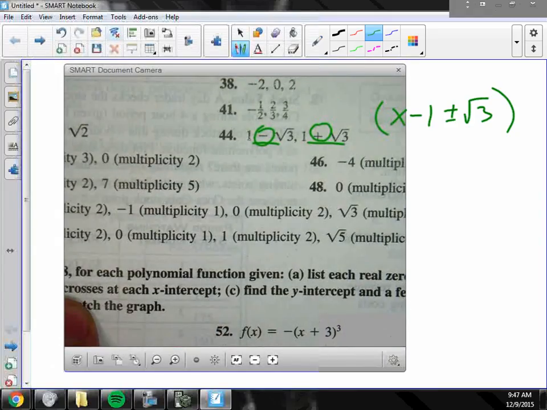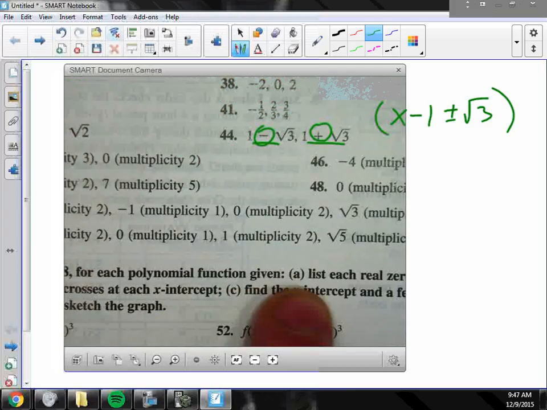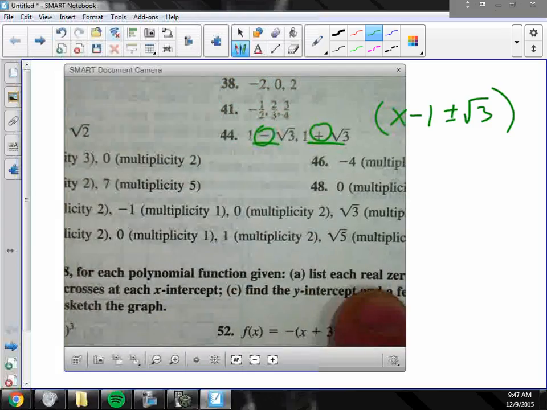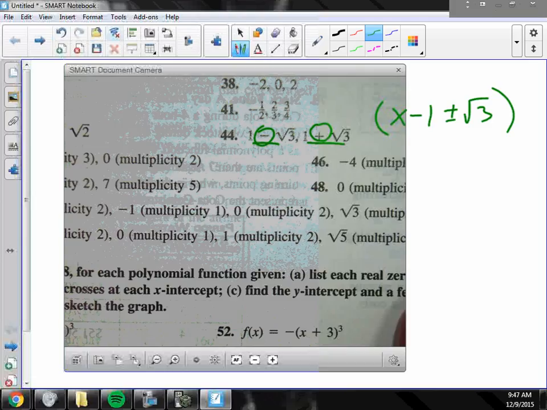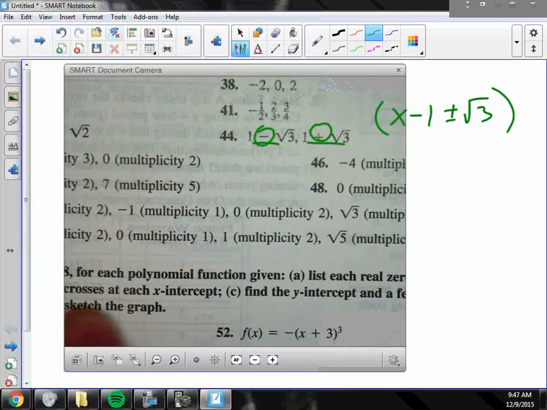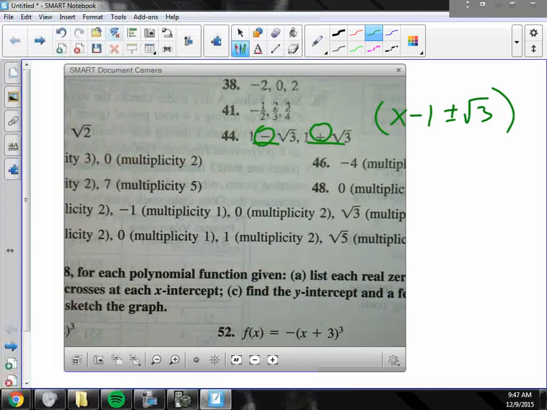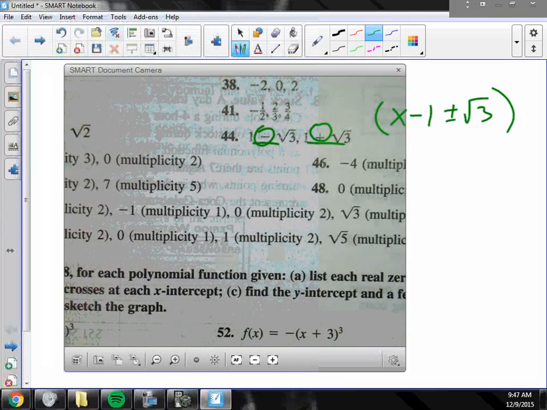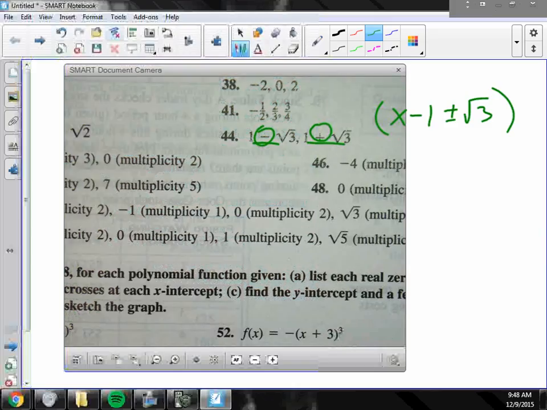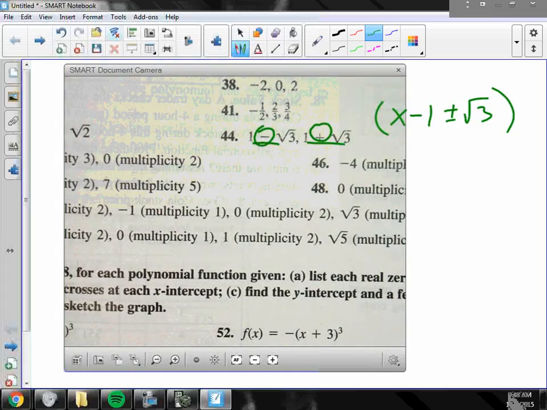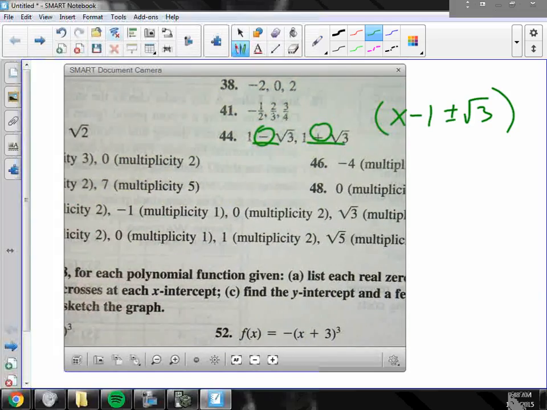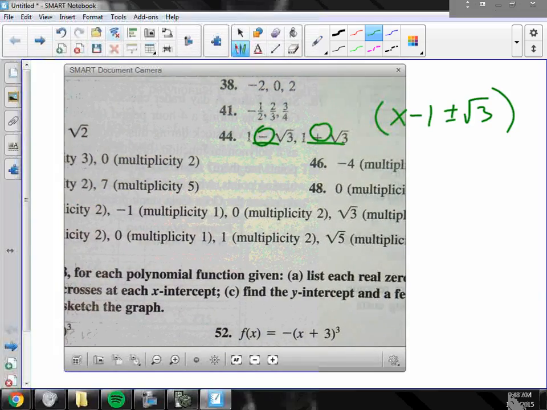Okay, 51. For each polynomial function given, A, list each real 0 and its multiplicity. Determine whether the graph touches or crosses at each x-intercept. Find the y-intercept and a few points on the graph. For 51 through 67, just find the roots. Don't worry about that other stuff. Okay. So 51 to 67, all you need to do is find the roots.